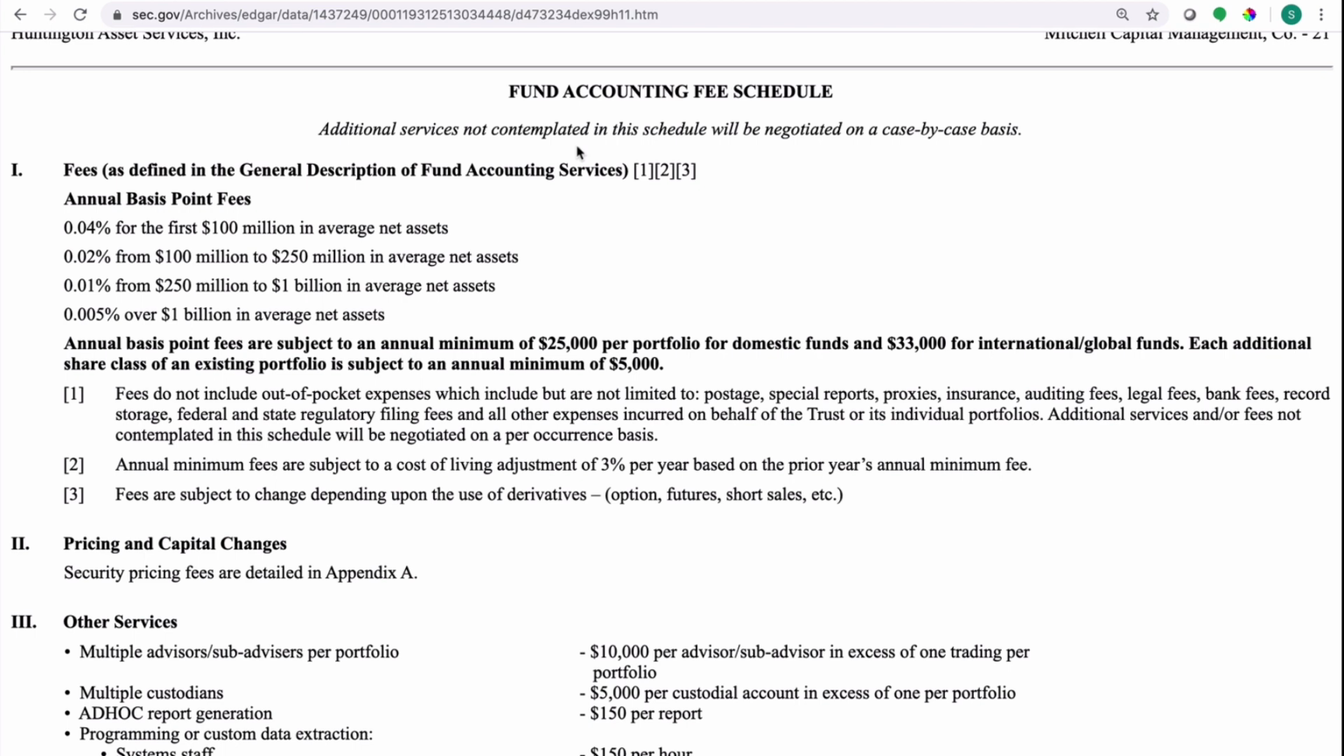This is a typical fund accounting fee schedule. As you can see, this is an annual basis point fee, where a basis point is 1/100th of a percentage, which means 100 basis points is equal to 1%. There is a wide range of fees for every single net asset bracket. For example, there is a 0.02% fee for the 100 million to 250 million bracket for the net assets.